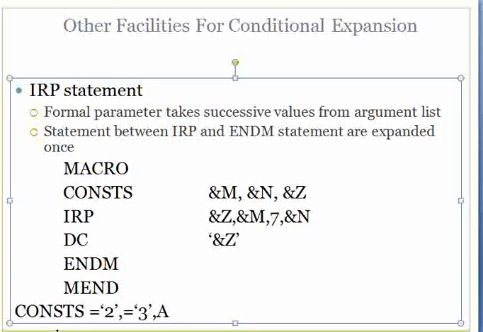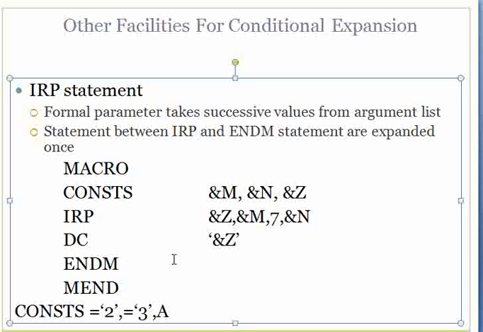If you have z as a, here's what the IRP statement is doing. Z will first take the value of m. What is the value of m? 2, and it will declare a constant of 2, because I'm saying declare z. Then it will take the value of 7. This shows that it need not always be a parameter, it can be any number that you can write in the IRP statement.